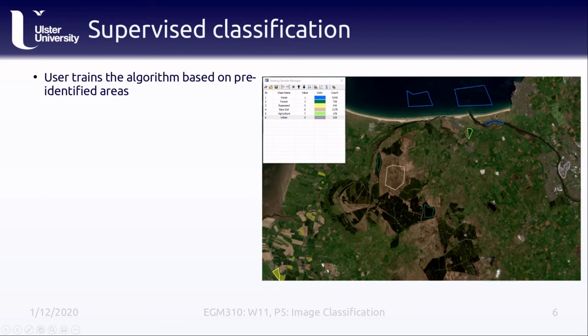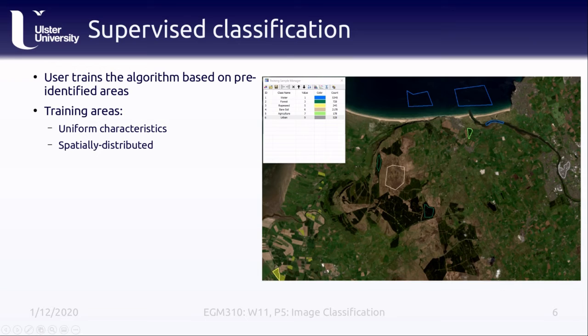In supervised classification, as we did in the second practical, we train the algorithm using pre-identified areas. These training areas should have uniform characteristics because the larger the spread of pixel values that we include in a training class, the harder it is to have a clean separation between the different classes.